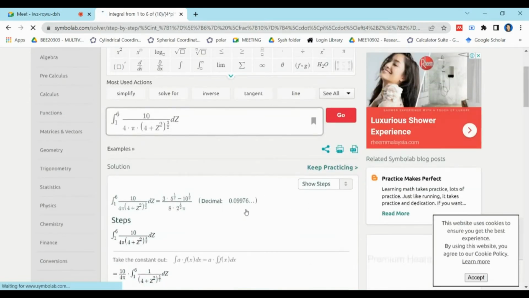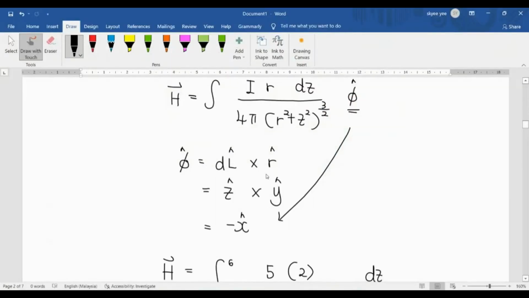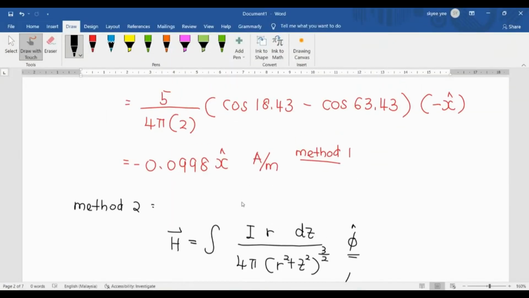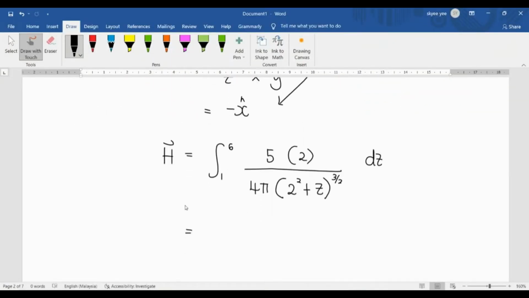See, you can get the answer 0.09976, which is the same as the answer that we got. So this one is negative. The angle, sorry, the direction is this one, so negative 0.0999976 in the x direction. So you can use the software to solve this one.